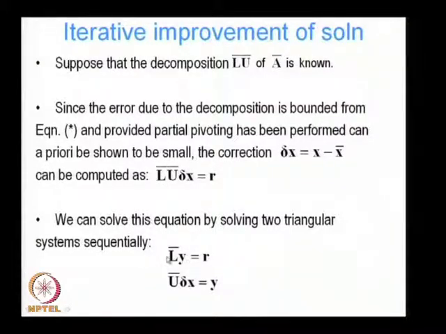So, we can solve this system sequentially by solving two triangular systems by denoting U bar del x as an intermediate vector y. First we solve for y, L bar y is equal to r, then once we know y, we can solve for del x.